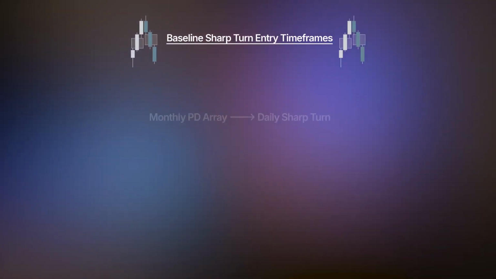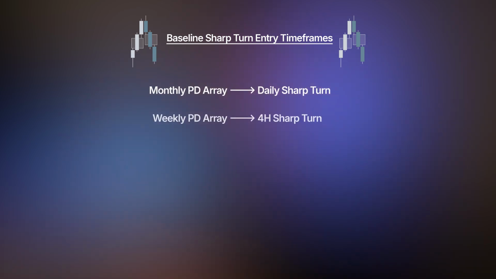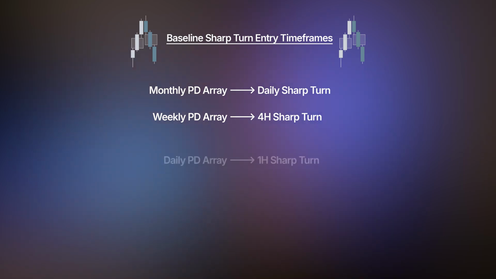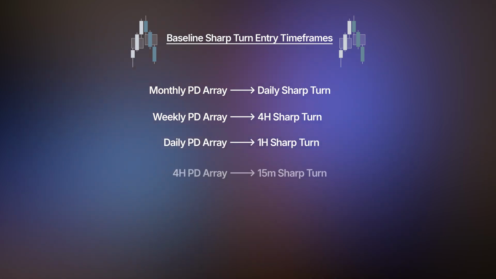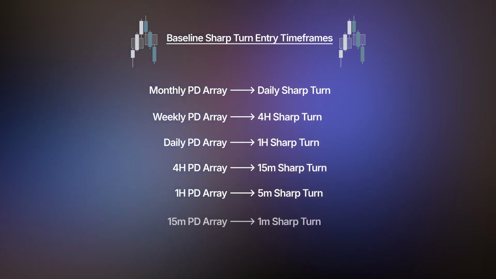So what is more confirmation? More confirmation is anything above the baseline. So what is the baseline? Well, the baseline is your usual entry method. Meaning, if we look at the following time frames right here, then if we are talking about a monthly PD array, we want to confirm that with a daily sharp turn. If we are looking at a weekly PD array, we want to confirm that with a 4 hour sharp turn, a daily 1 hour sharp turn, a 4 hour 15-minute sharp turn, then the 1 hour 5-minute, and a 15-minute to 1 minute.